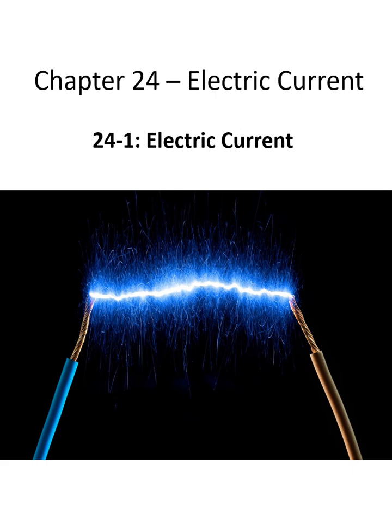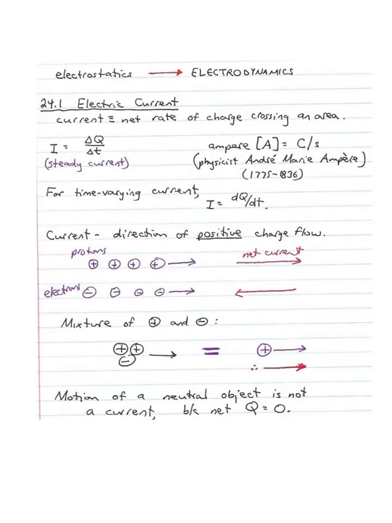This is the beginning of chapter 24 on electric current, and section 1 is also titled Electric Current. In this chapter, we're going to learn all about electric currents, and that will set us up for chapter 25, which will be about electric circuits. We've been looking so far at electrostatics, meaning the interaction between charges when they are standing still. And we're now going to bring the discussion into electrodynamics, which means when charges are moving.